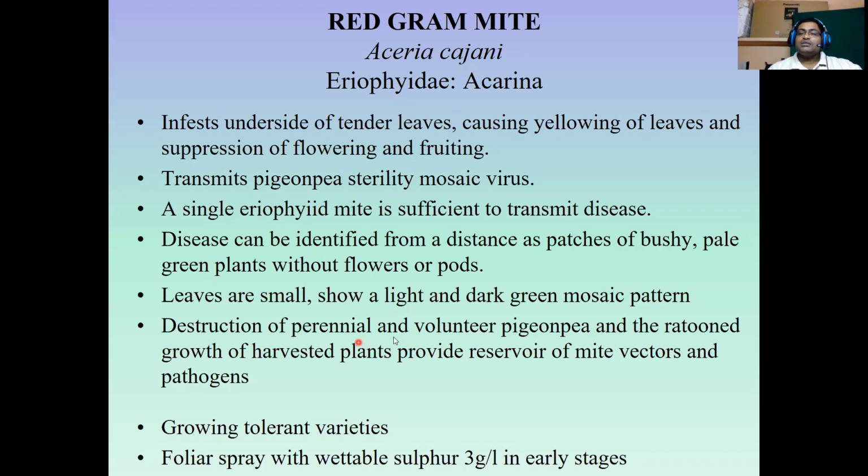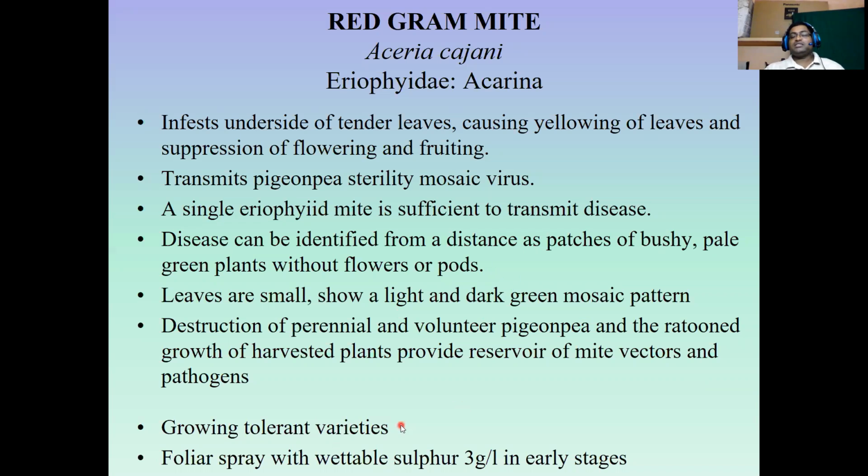Destroy the perennial and volunteer pigeon pea, and other ratoon growth of the pigeon pea, because the pigeon pea sterility mosaic virus is there. You have to remove it, because these pigeon peas act as a harbor for transmission of the virus to other legumes.